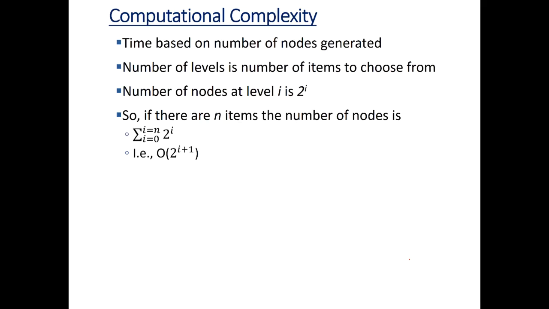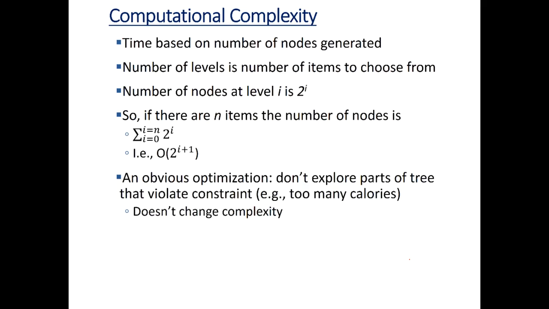So if there are n items, the number of nodes is the sum from 0 to n of 2 to the i, which is order 2 to the n plus 1. So what we see is, as we knew it had to be, exponential.